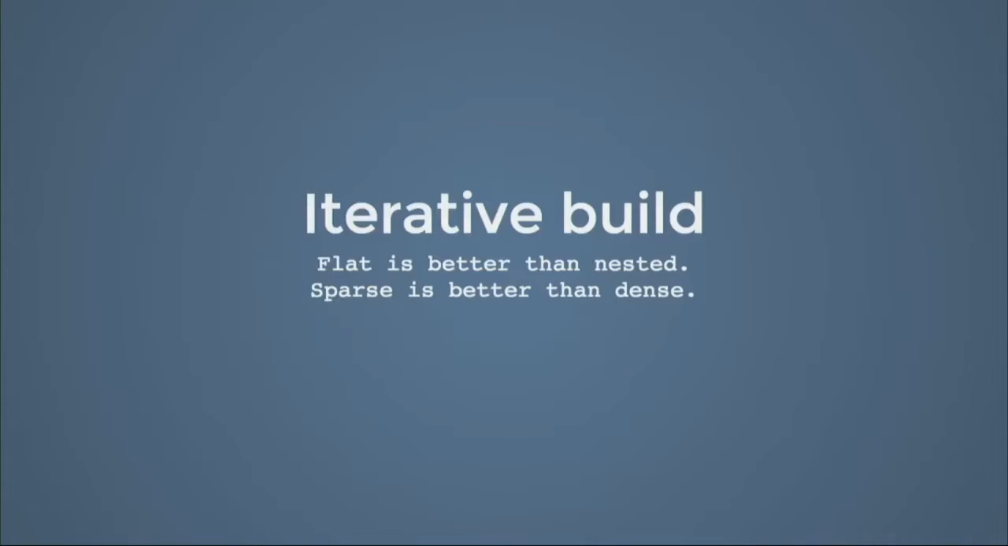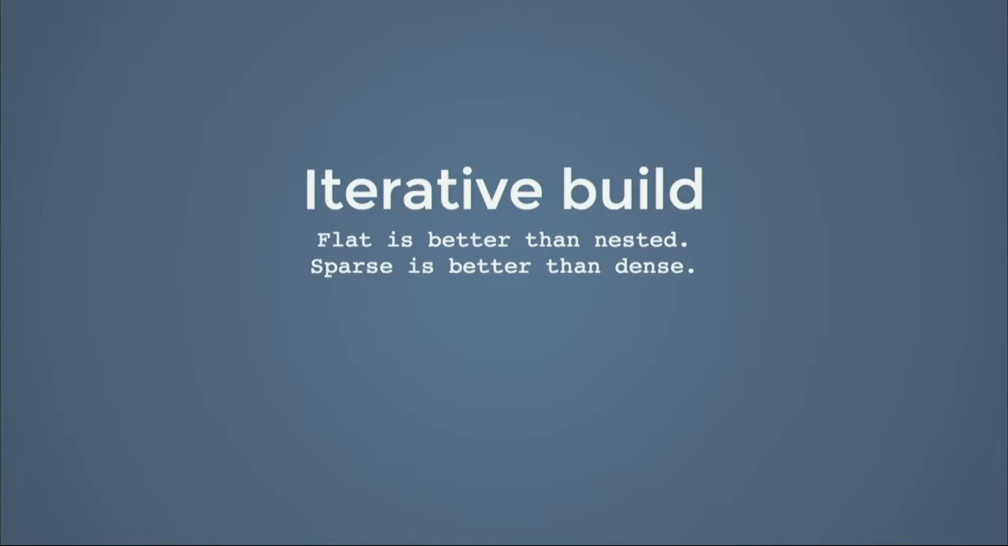So that's one part of Python being interactive. That's the more obvious part. The second part is enable iterative build, because again, the Zen of Python teaches us that flat is better than nested and sparse is better than dense. So what does that mean?